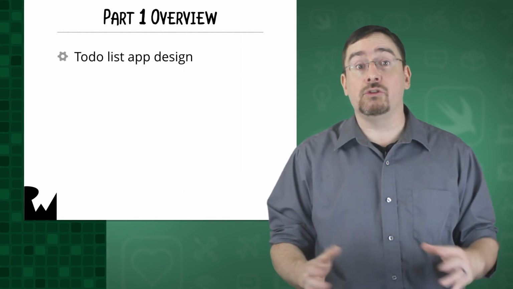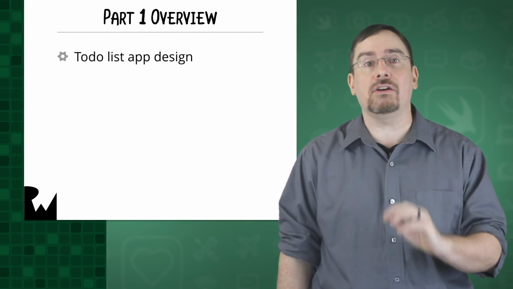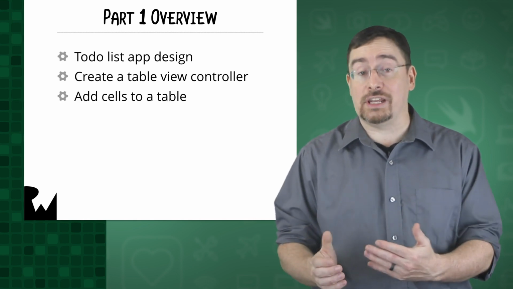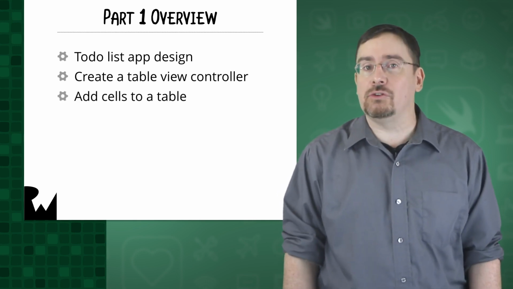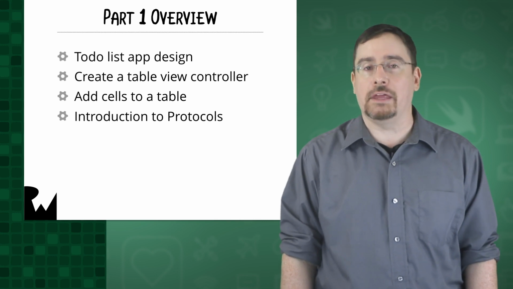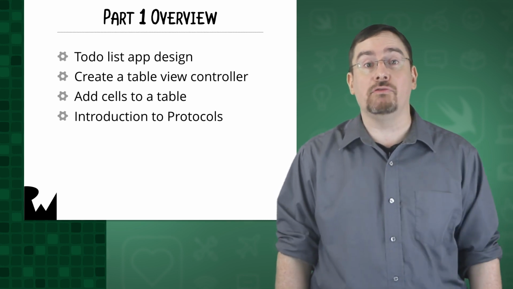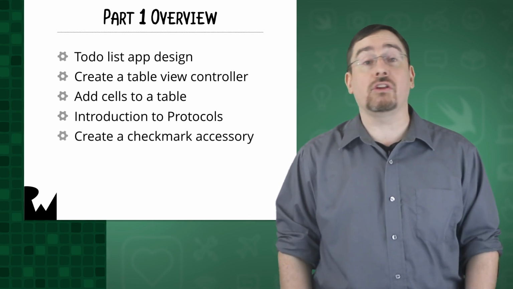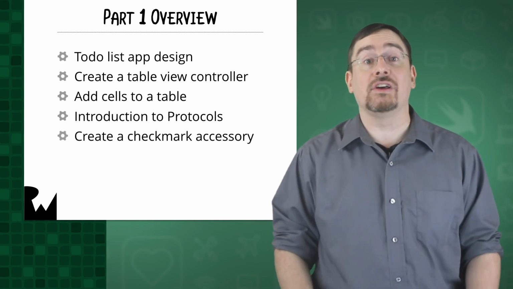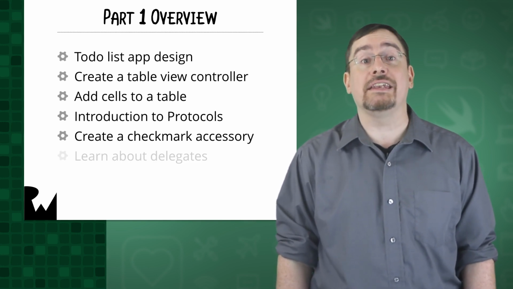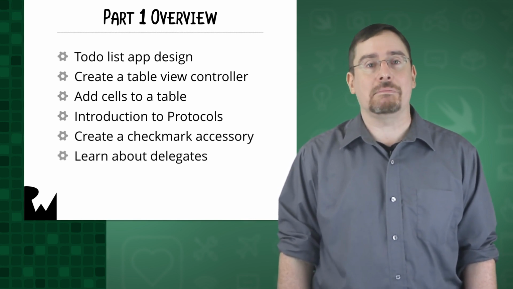In this part, you'll get an overview of the to-do checklist app design, and then you'll learn how to create a table view controller. Next, you'll learn how to add cells to your table view. Afterwards, you'll be introduced to the concept of protocols and why they are important to understand. Next, you'll learn how to add rows to a table view, and then how to add check marks, otherwise known as accessories, to those rows. After which you'll come to understand table view delegate methods.